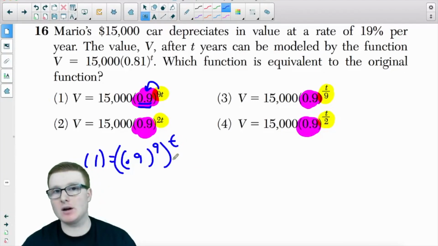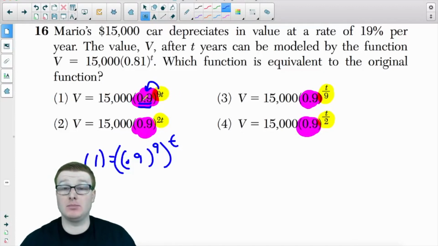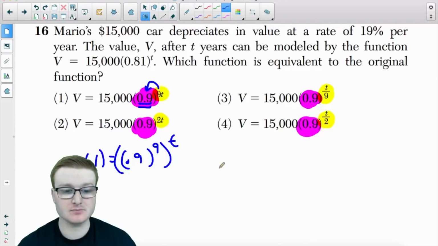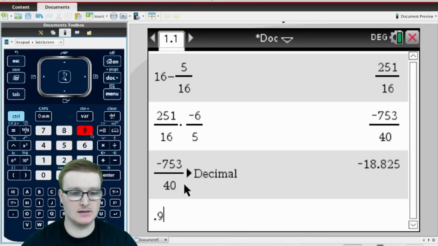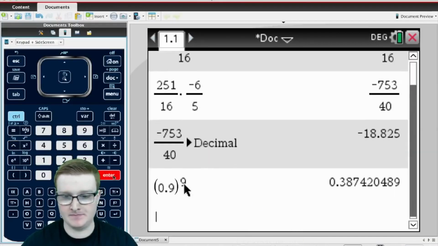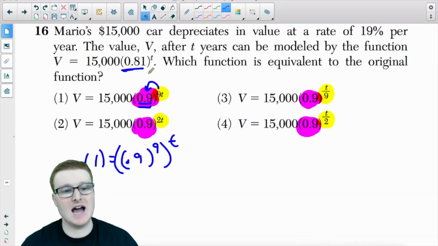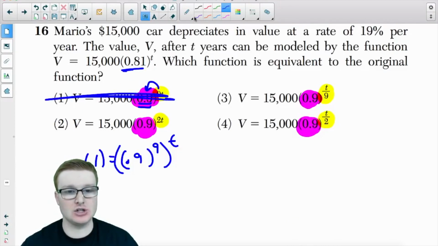Let's go with your power to power rule. You could actually separate these numbers and apply it to one of them. So the 9 can be applied to the 0.9 and just raise it. If you take 0.9 and raise it to the 9th, that gives you 0.387 approximately. That is not equal to 0.81. So that's not true. Let's take a look at choice 2.